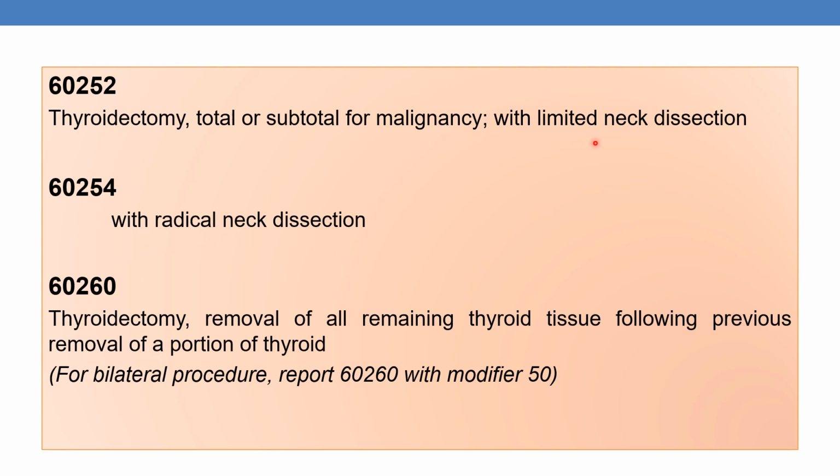Previously it is with limited neck dissection. 60254 deals with radical neck dissection. The next is 60260. Thyroidectomy, removal of all remaining thyroid tissue following previous removal of a portion of thyroid. And for a bilateral procedure, you need to report 60260 with modifier 50.